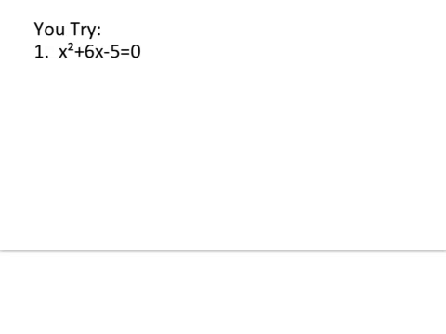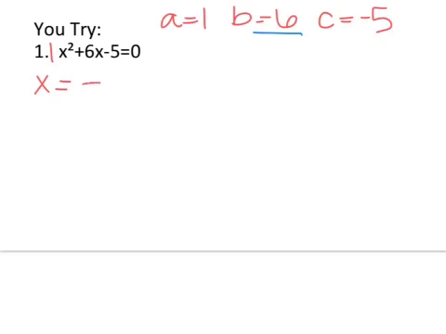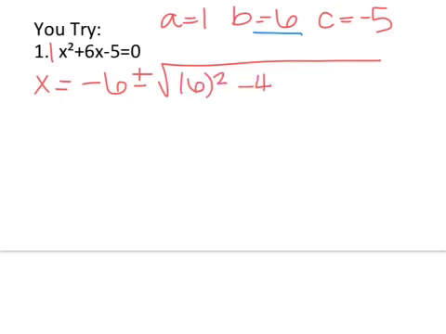Alright, so this is already set equal to 0 and in descending order, so I can go ahead and say A is 1, B is 6, and C is negative 5. When you plug it into the formula, you'd have x equals negative b, and b is 6, so negative 6 plus or minus the square root of b squared, so that's 6 squared, minus 4 times a, which is 1, times c, which is negative 5, all over 2a.